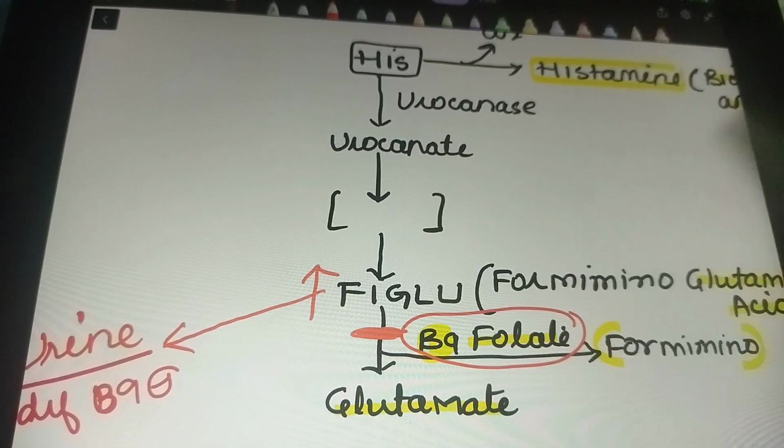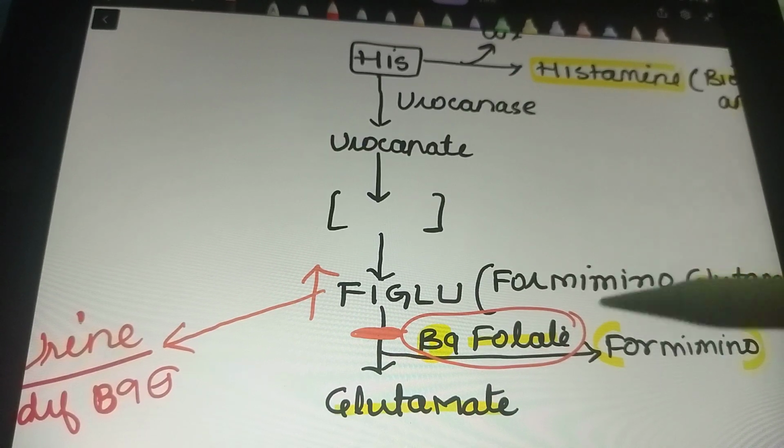Here, if the FIGLU is more in the urine, that suggests that B9 is deficient. So different vitamins are acting as coenzymes in different parts of protein or amino acid metabolism. In these products, two things are important: what is histamine and what is FIGLU. These two things are important in this process.